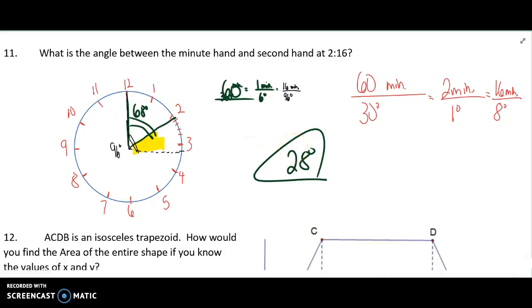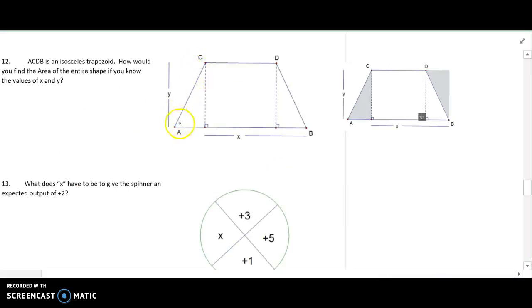In problem number 12, we're trying to find the area of this isosceles trapezoid. Maybe you don't know how to calculate the area of an isosceles trapezoid, or maybe you're thinking with these values you don't have enough information.